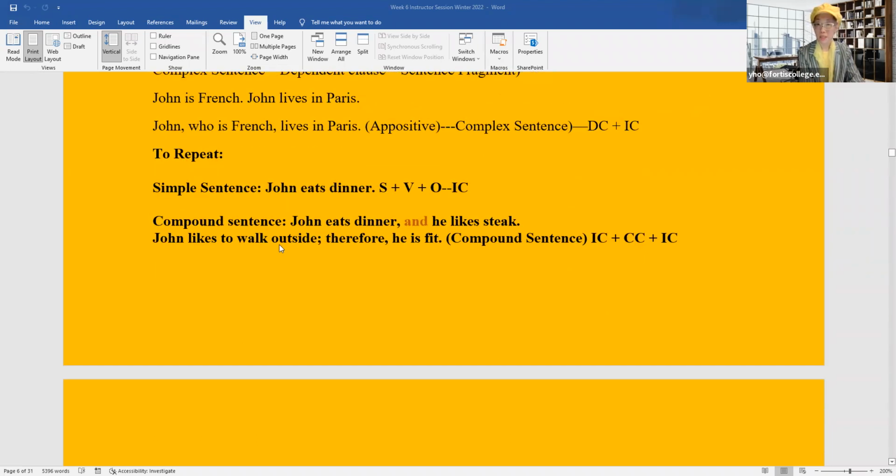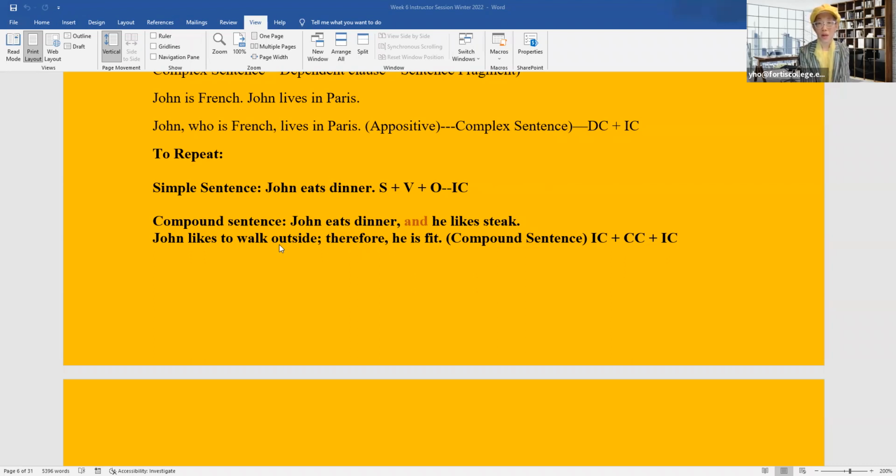So to repeat, you have three kinds of sentences in English. You have a simple sentence, which is subject, verb, object. John, subject, eats, verb, dinner, object. You have the compound sentence, where you have FANBOYS, where you have two different sentences joined together by a coordinating conjunction. FANBOYS: for, and, but, or, nor, so, yet.